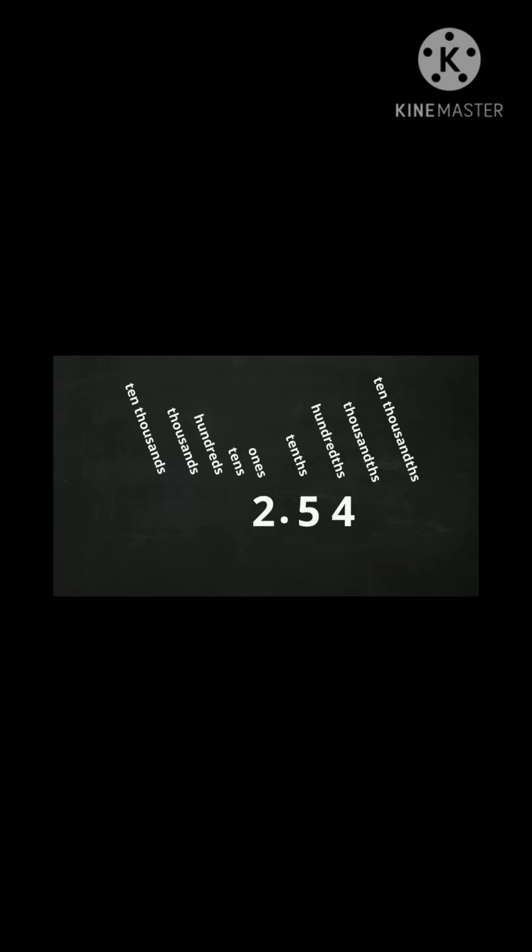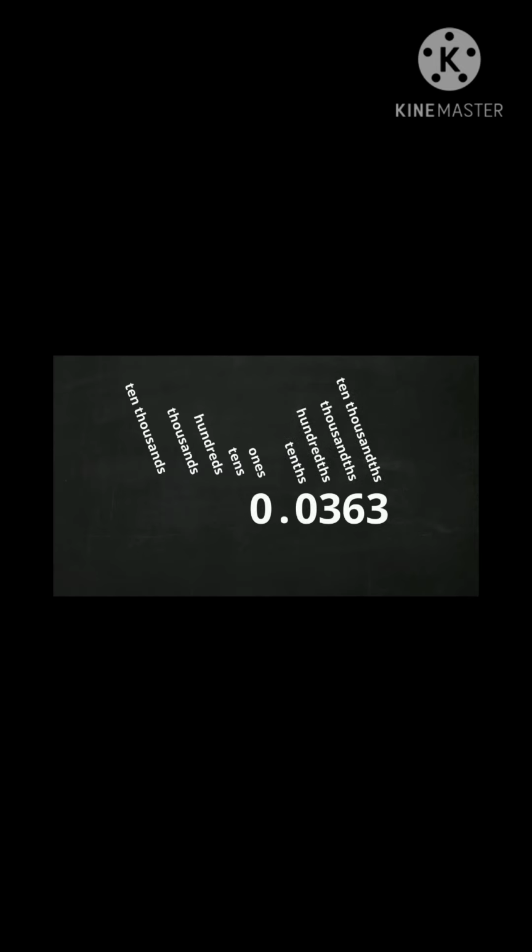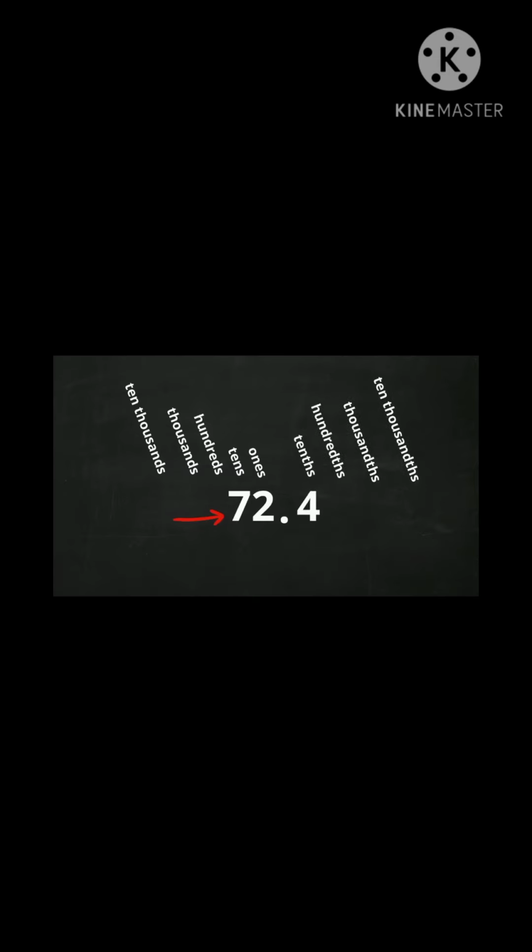Let's look at some examples. We have this number. Remember, you start from the left. 2 and 54 hundredths. Remember the THS at the end. This next number, or decimal, 0 and 5 tenths. How about this one? 0 and 363 10,000ths. And finally, 72 and 4 tenths.